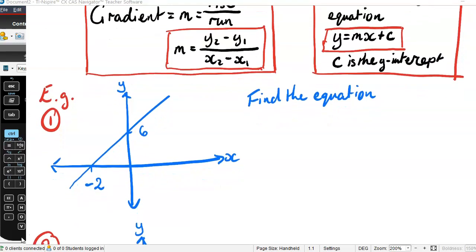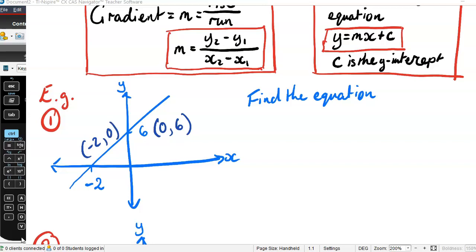Okay, let's look at finding the equation. So I have 2 points here. At our y-intercept, that is (0, 6), and at our x-intercept, that is (-2, 0).